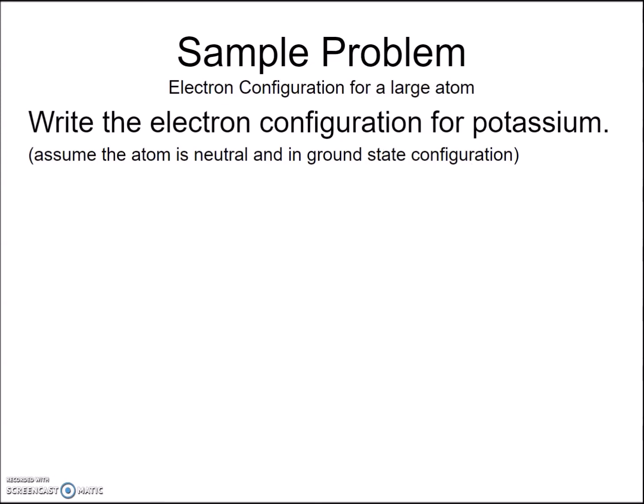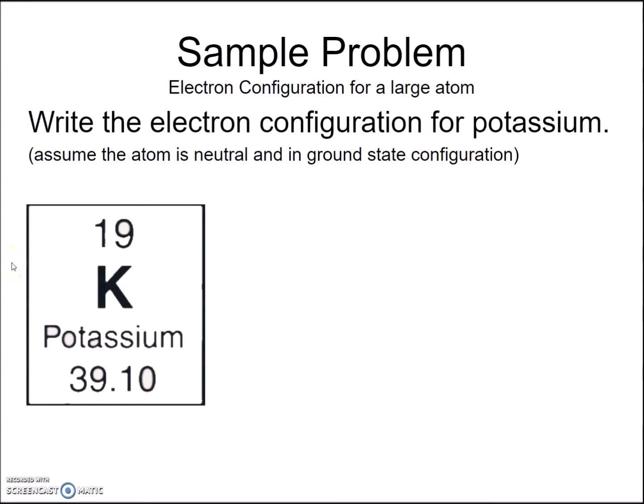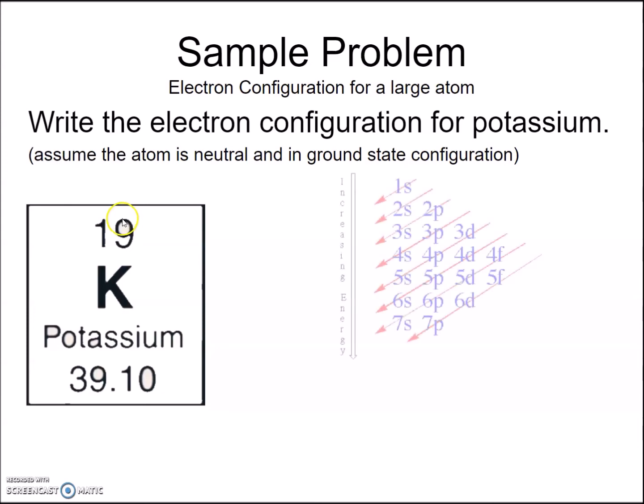The first thing we'd want to do, if given this problem, is find potassium on the periodic table. There it is. Potassium has an atomic number of 19. That 19 is going to be the most important thing to think about when we tackle this problem. The next thing we want to think about is, okay, we've got to find a home for 19 electrons, because if it's a neutral atom, then there's the same number of electrons as protons, 19.